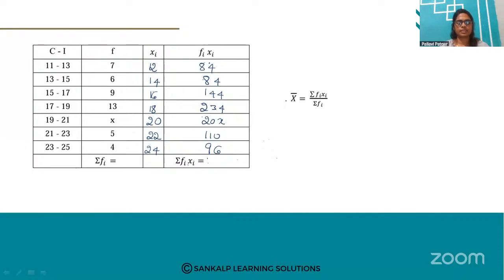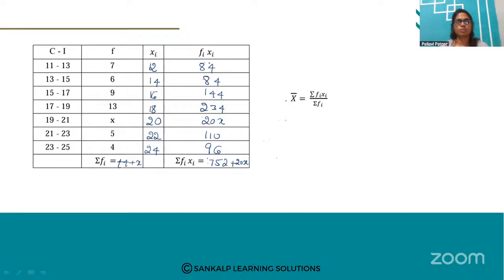So here find the sum of the frequencies. So this is equal to 44 plus x. So here sum of fi xi is 752 plus 20x. Okay. So here x bar is equal to summation fi xi divided by summation fi.